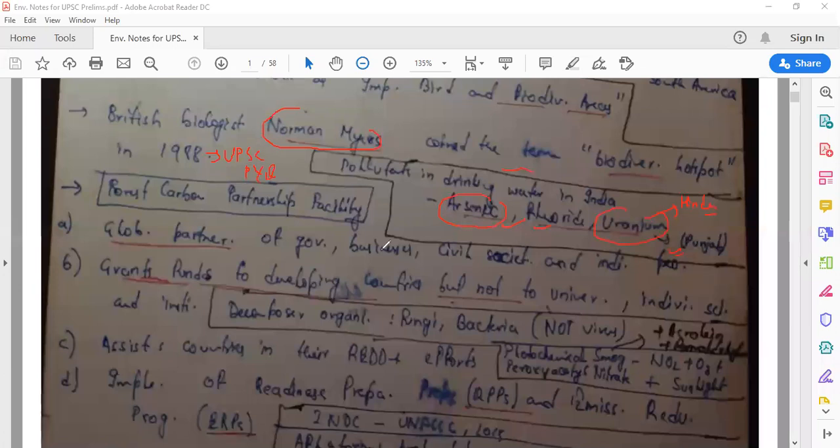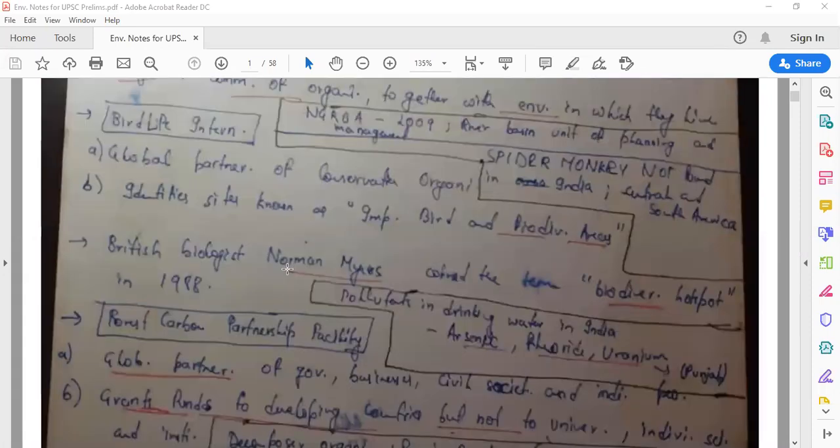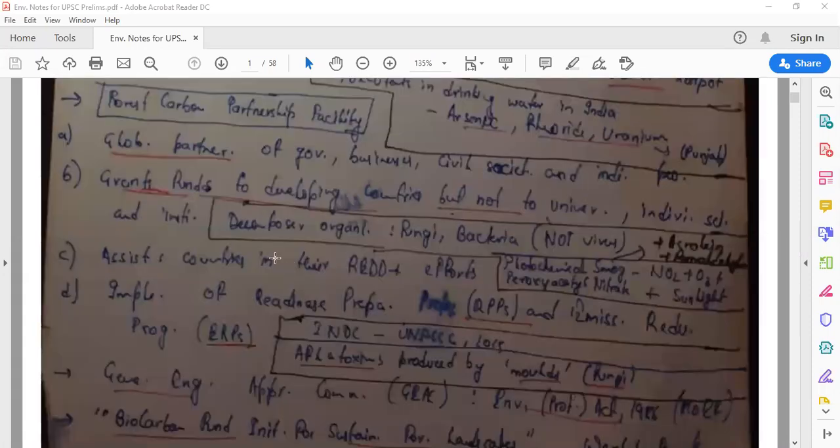We have talked about one organization earlier, which was BirdLife International. Now, let's talk about another organization, the Forest Carbon Partnership Facility. So, what is the Forest Carbon Partnership Facility? It is a global partnership of governments, businesses, civil society, as well as individual people. So, it's not only confined to government or businesses. It encompasses a range of domains, covering everything.